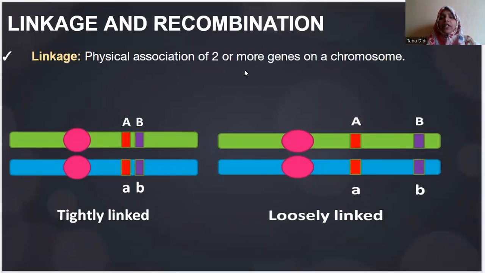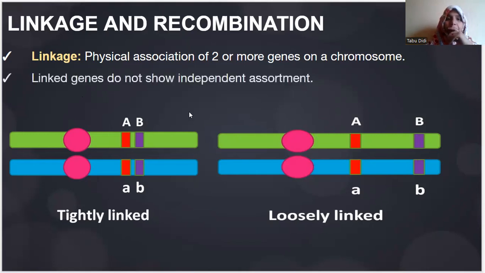So the physical association of two or more genes on a chromosome is basically linkage. In general, not discussing the types yet, linkage concerns the distance between the genes. If there is not much distance, this type will occur, and if there is more distance between the two, this type will occur. Here we are taking only two genes, but we can consider two or more genes.